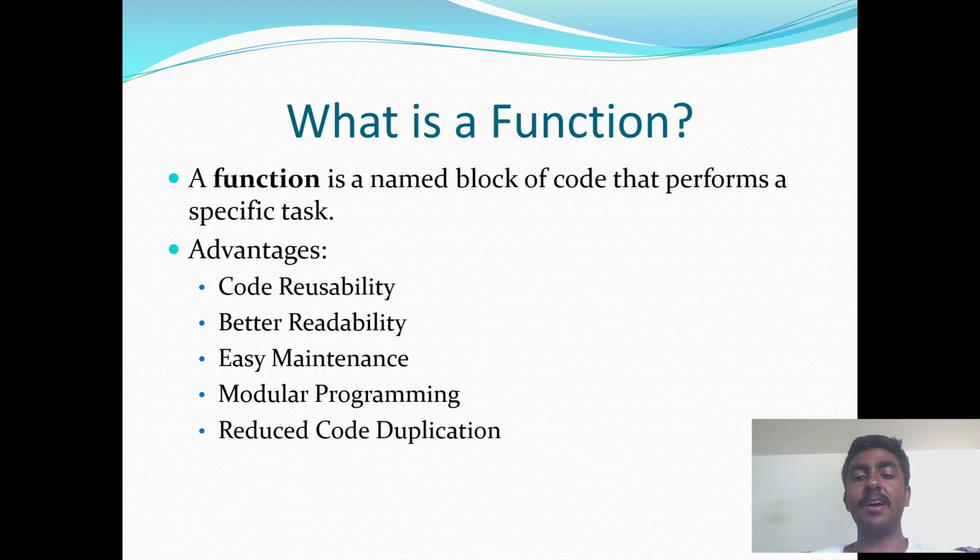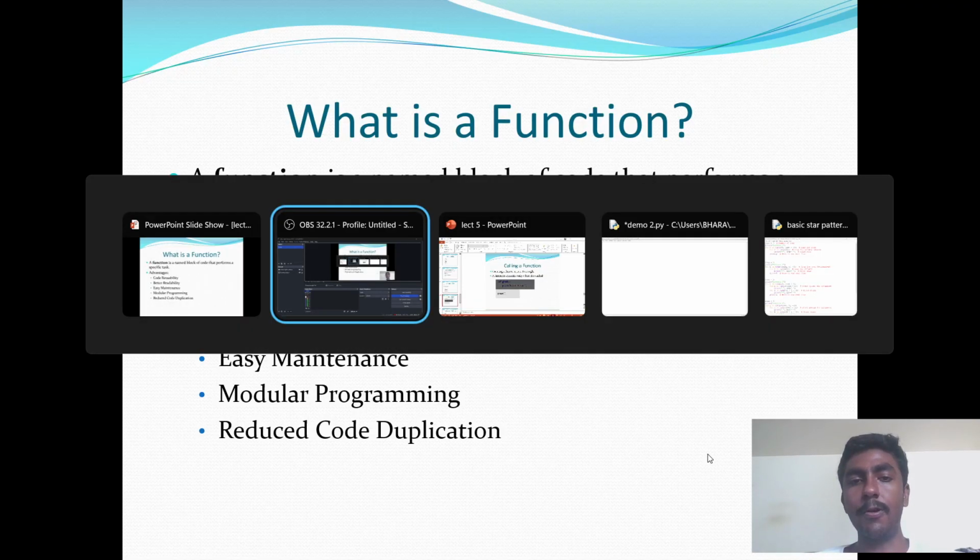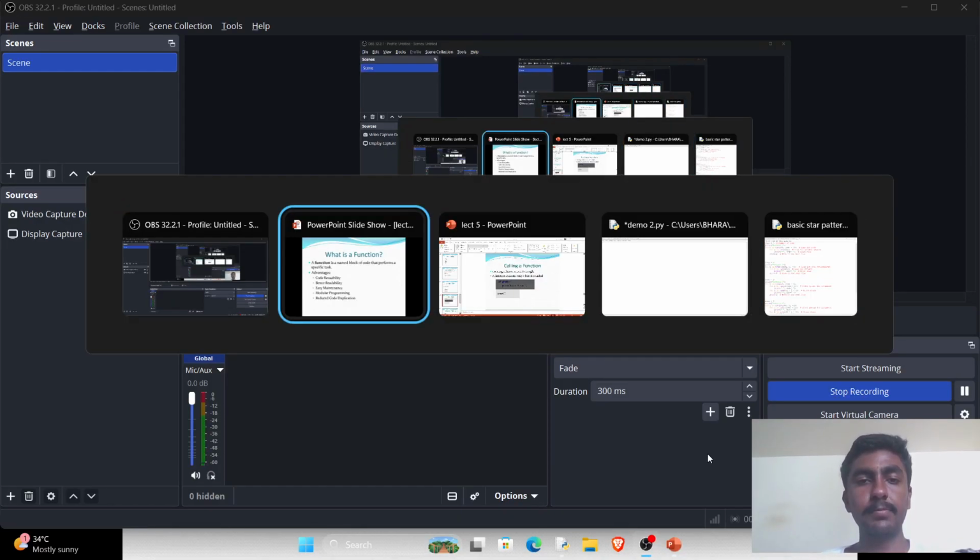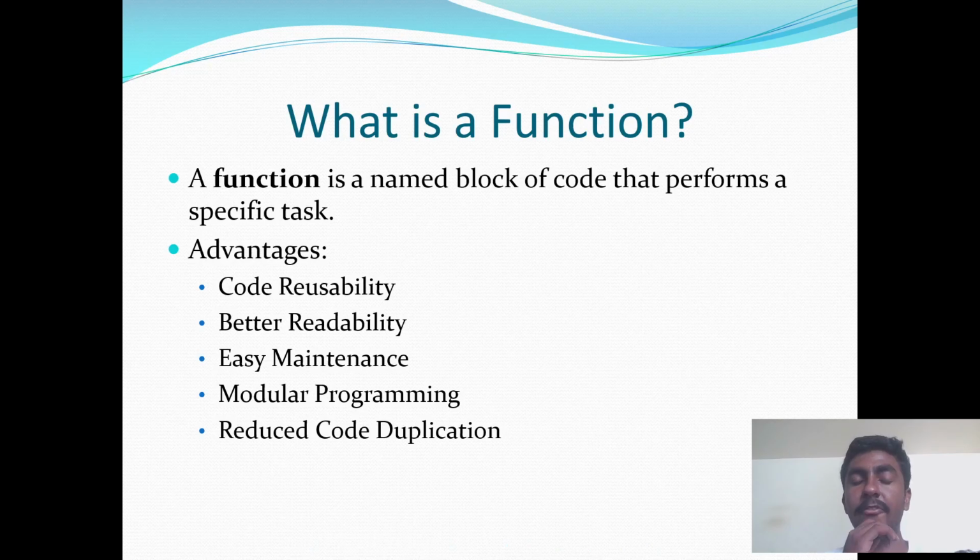Suppose you have written a piece of code that calculates the average of marks. Now imagine the school has 500 students. Should you write the same code 500 times? Of course not. Instead, you will write the code once, give it a name, and use it whenever you need it. This reusable block of code is called a function. So what exactly is a function? A function is simply a named block of code that performs a specific task.